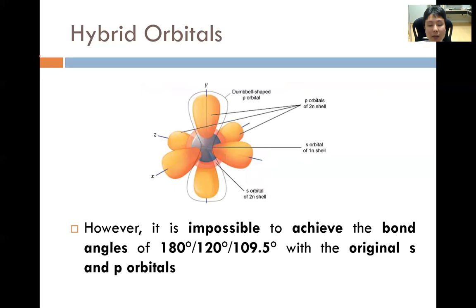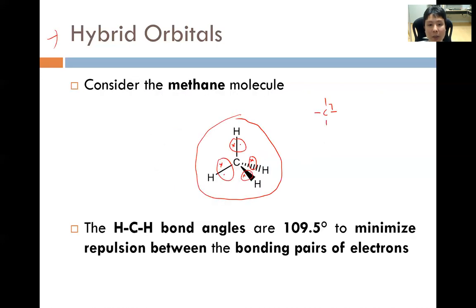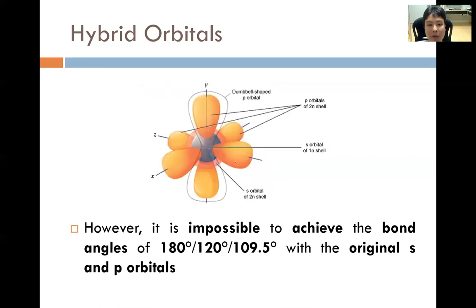So let's consider the shape of the methane molecule. The bond angle between this carbon and this hydrogen, and this carbon and this hydrogen, is 109.5 degrees. But if we look at the orbitals on this carbon, remember the carbon valence orbitals are made up of a 2s orbital and three 2p orbitals, in this configuration. You have a sphere, and then the p orbitals: one lies along the x-axis, one along the y-axis, and one along the z-axis.